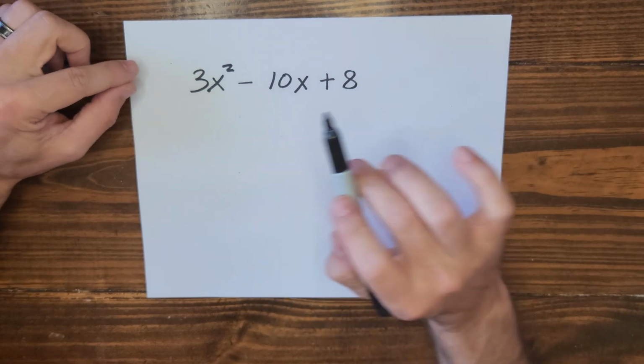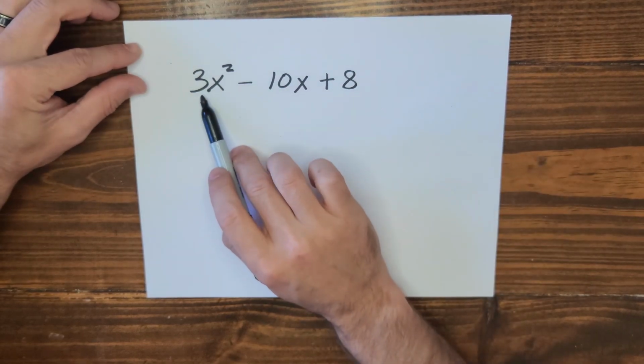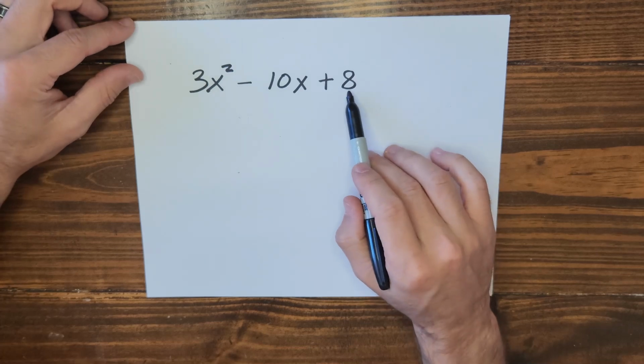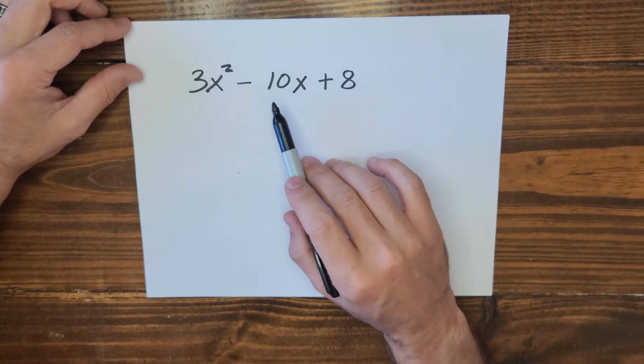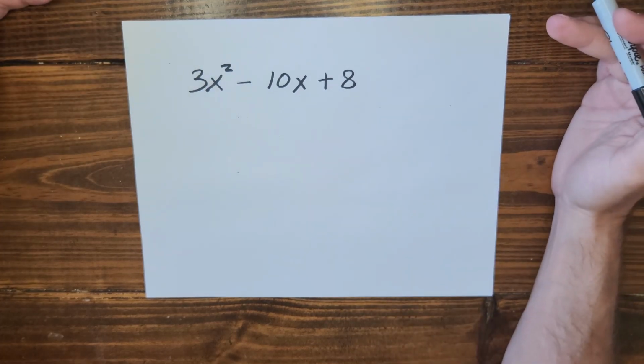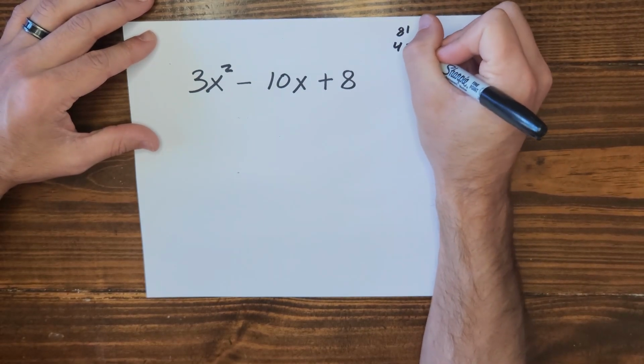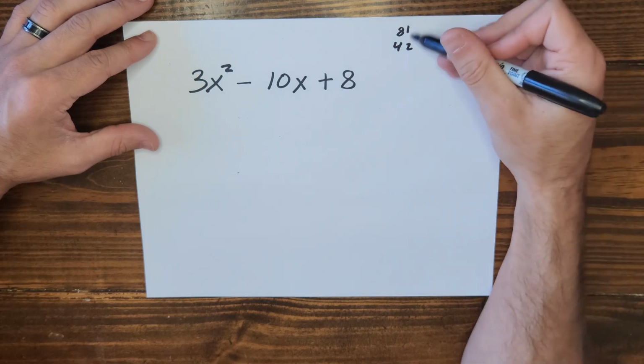So, if I start here, that's the big difference. I can't start reading this from right to left, because if I start that, I'm looking at factors of 8 that add up to give me 10. Well, if I think of all the factors of 8, there's only 8 and 1 and 4 and 2. These are the only factors of 8.